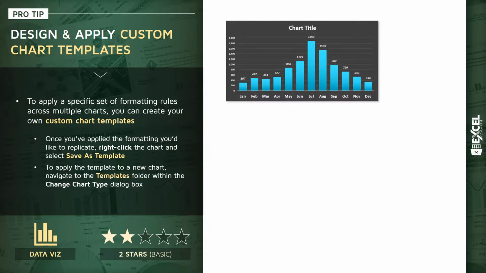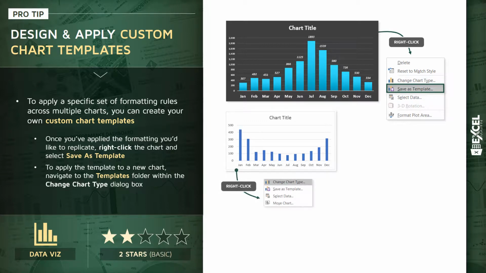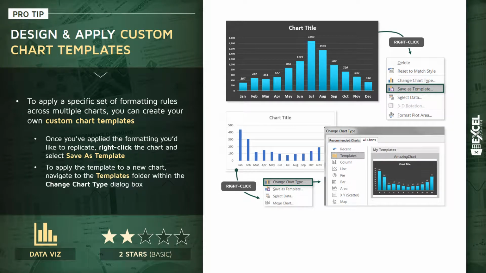So maybe it looks like something like this, where you've got this great background fill, you've got gradients, data labels, etc. From here, you can simply right-click that chart and choose Save as Template. And once you've done that, by selecting another chart in your workbook, like this one, you can right-click, open up the Change Chart Type dialog box, and you'll see that Templates option right there at the top of the list, containing the template that you've defined. So it's a very straightforward process here.